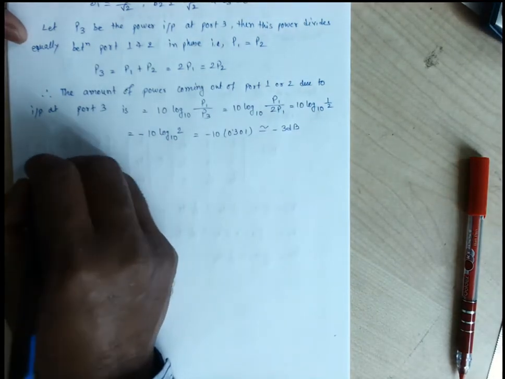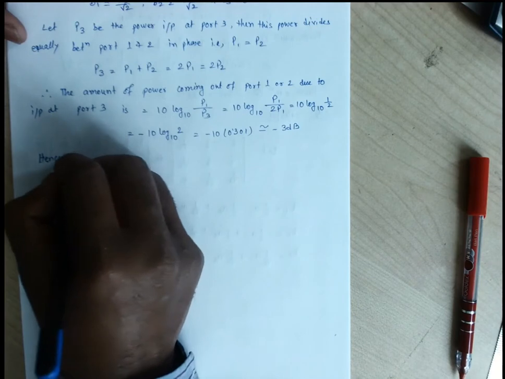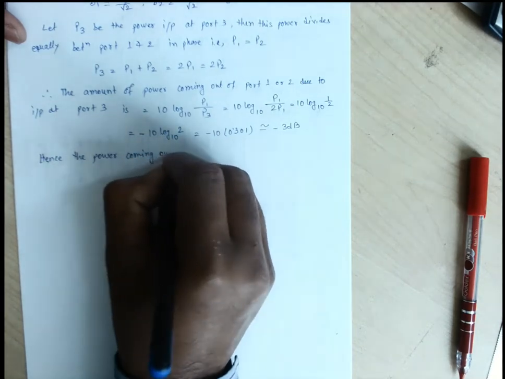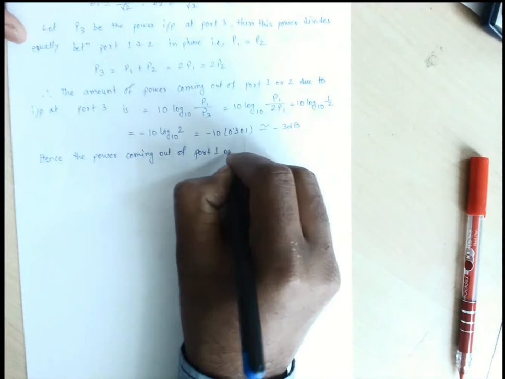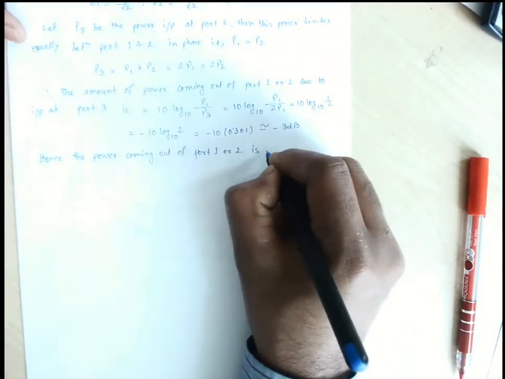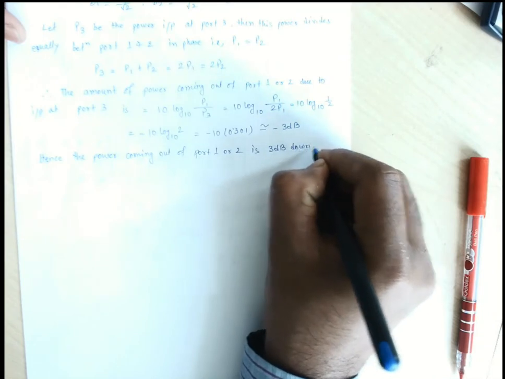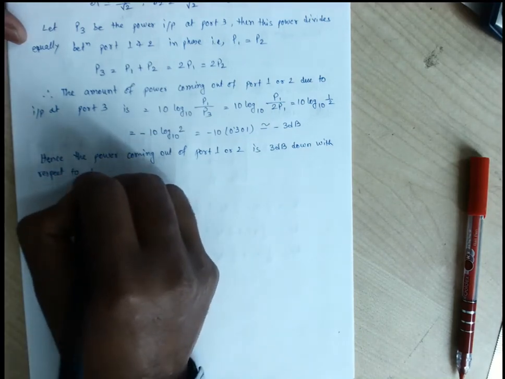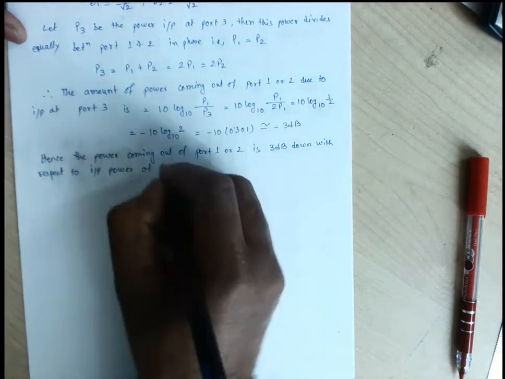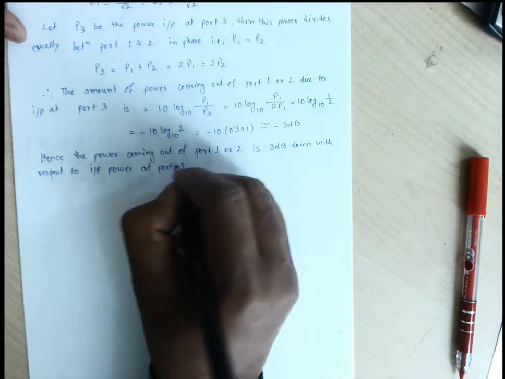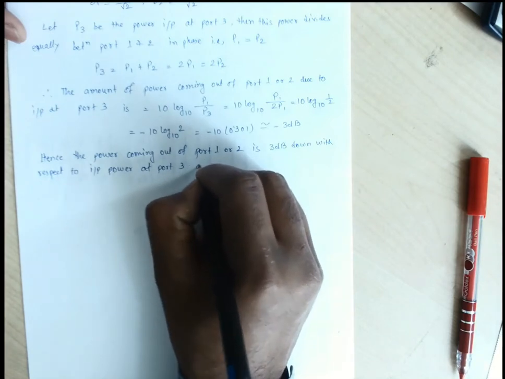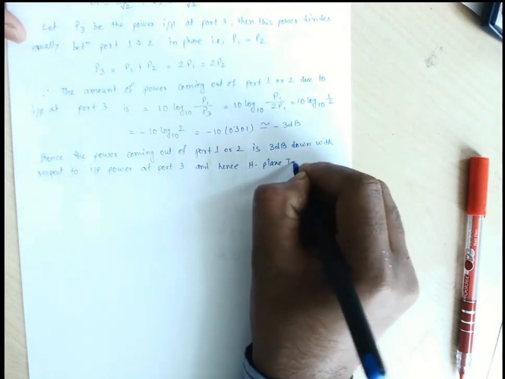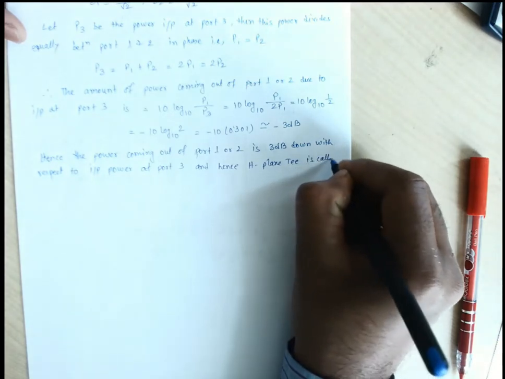Hence, the power coming out of port 1 or 2 is 3 dB down with respect to the input power at port 3, and hence the H plane T is called a 3 dB splitter.